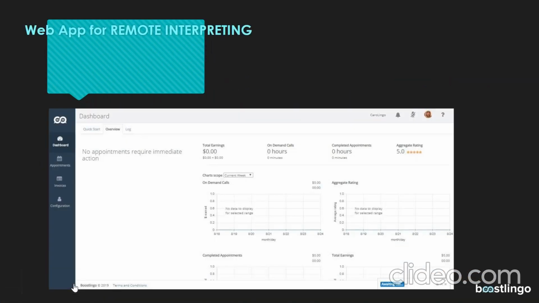Well, this is the web app for remote interpreting. This is how it looks. It's very easy to handle. And maybe I can say something here. If you're wondering, we have a system on ProZ.com called ProZPay. That's the system we use to pay our interpreters. They enter into a ProZPay account.